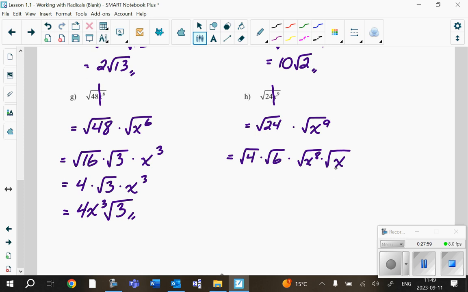That's how you simplify an exponent under a radical. So now let's just keep simplifying. Square root of 4, 2, root 6, the square root of x to the 8. You can take exactly x to the, what times itself gives you x to the 8? X to the 4. You can't take the square root of x.